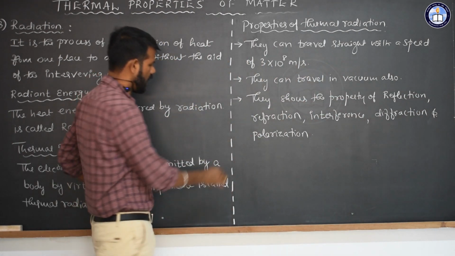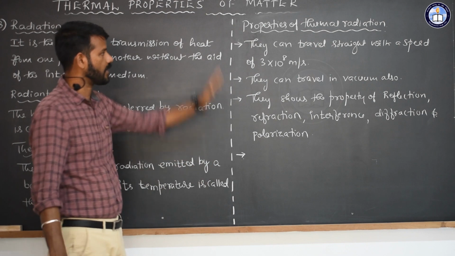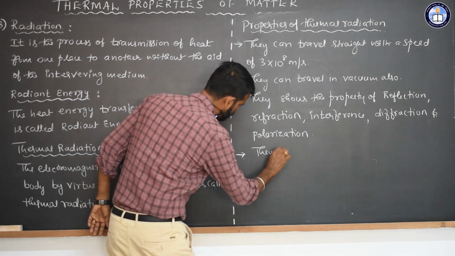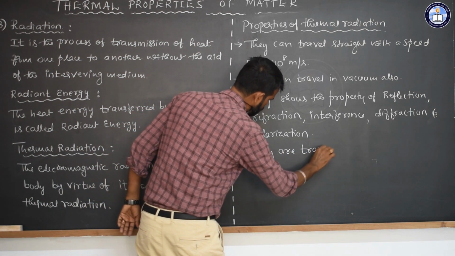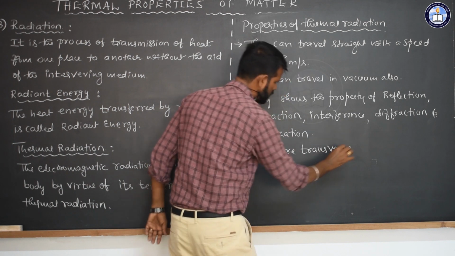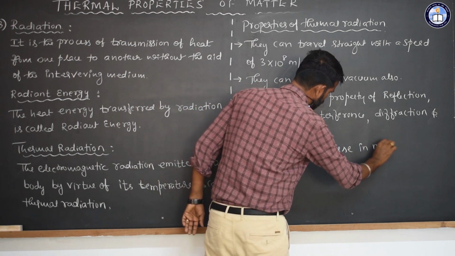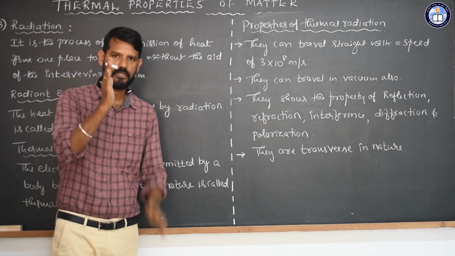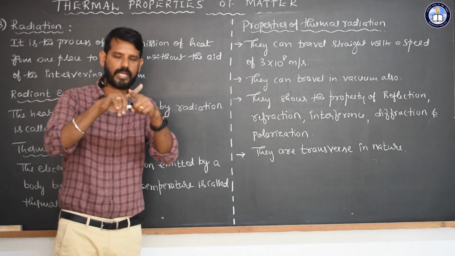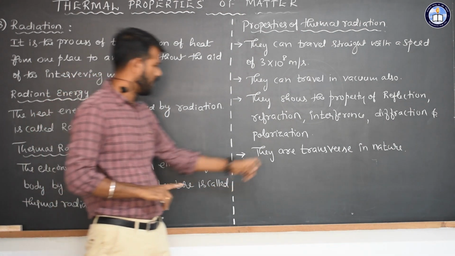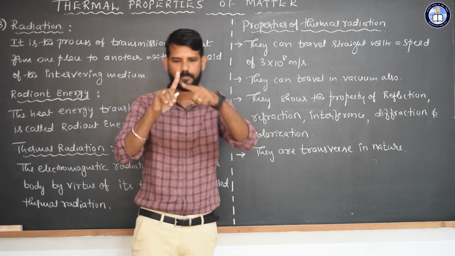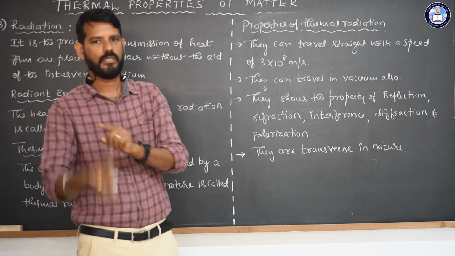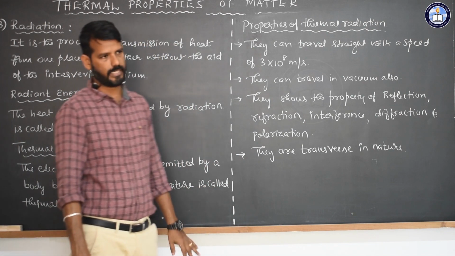Okay, so this is basic, and we can see that these thermal radiations are transverse in nature. Transverse stands here for this: these radiations have two vibrations, electric and magnetic vibrations, and these two vibrations are always perpendicular to each other, and they are also perpendicular to the direction of propagation. Such type of vibrations are called transverse in nature.